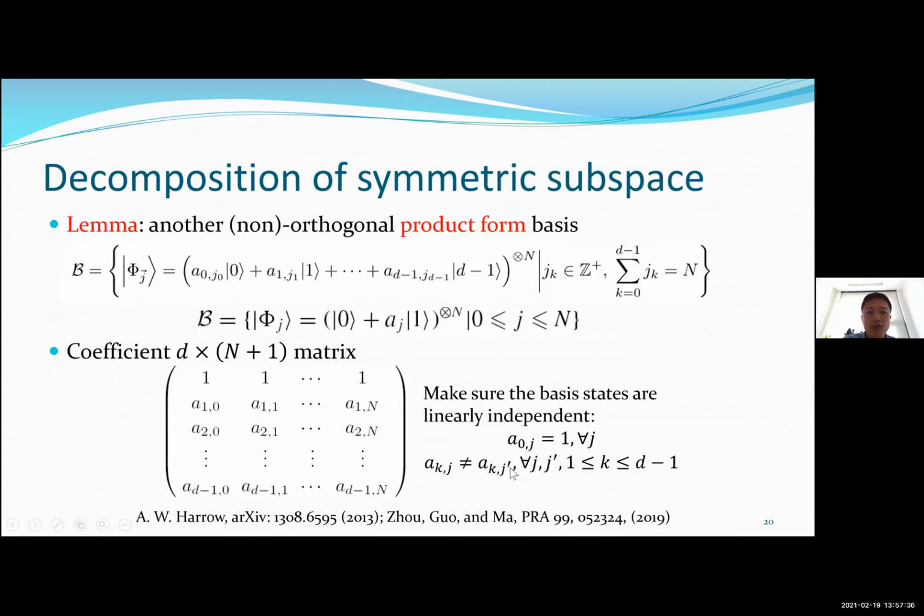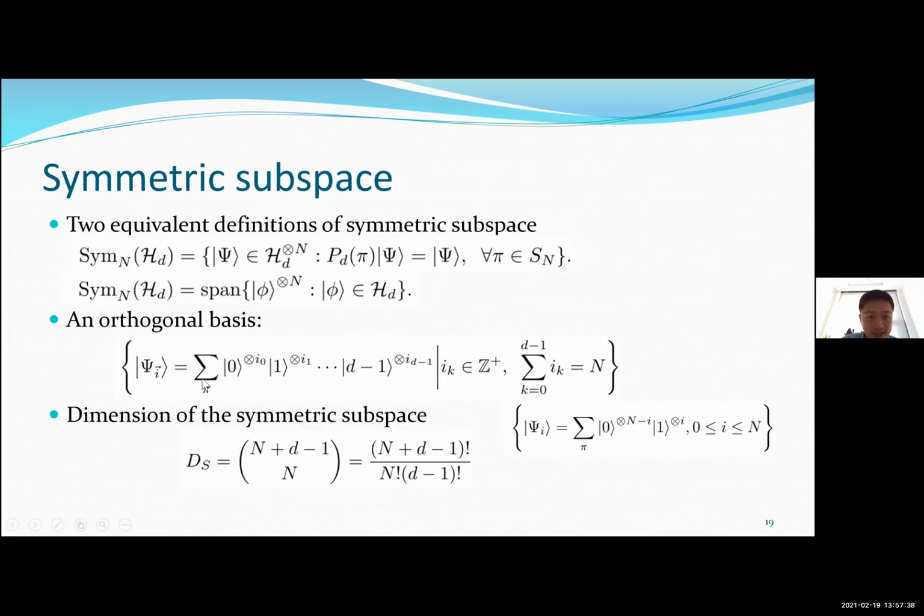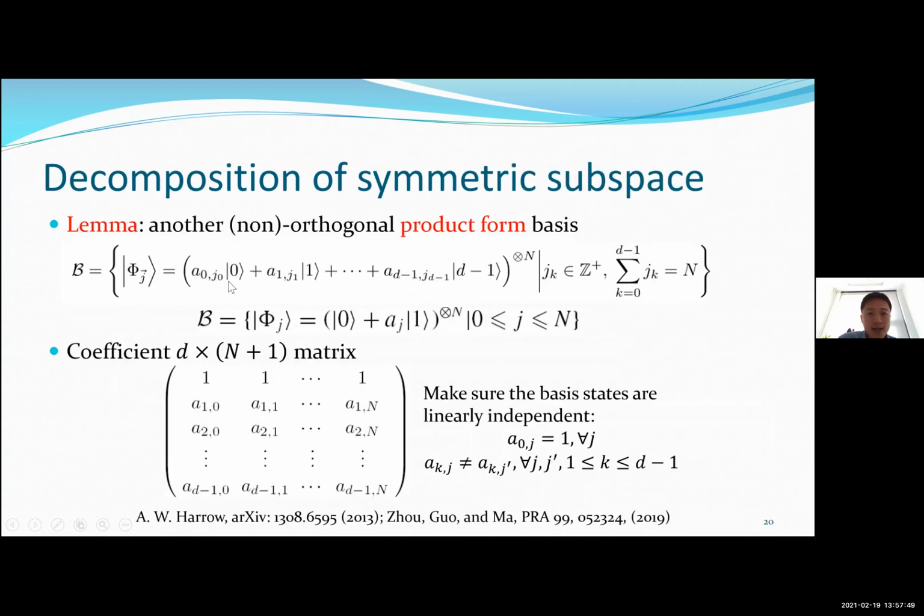All right, so now let's look at another decomposition. As I said, there's another definition of the symmetric subspace. The second, equivalent definition is phi to the tensor power n. So we also want to find another, what we call, product form basis. In this case, it is non-orthogonal; later on we can make it orthogonal. So let's start with the non-orthogonal one.